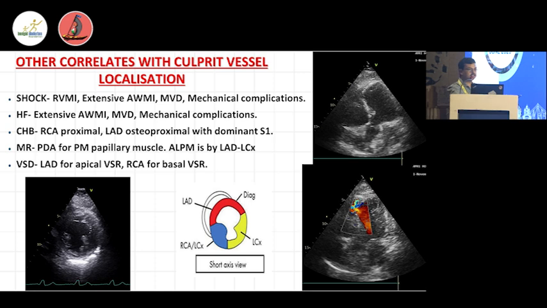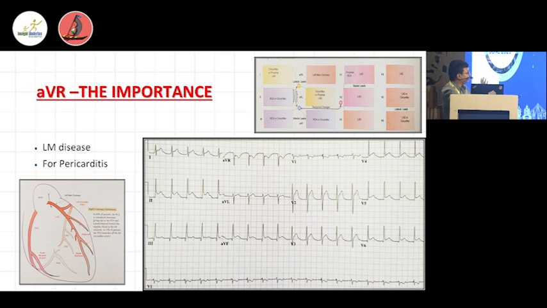What about the LV aneurysm? Sometimes if timely revascularization is not done, there will be thinning and ultimately aneurysmal dilatation of a particular portion of the left ventricle wall, and that is what we call the LV aneurysm. Here you get a picture of a Q wave along with a persistent ST elevation.